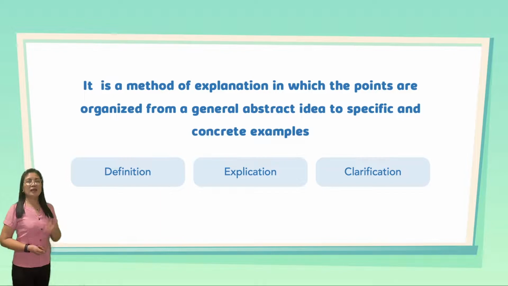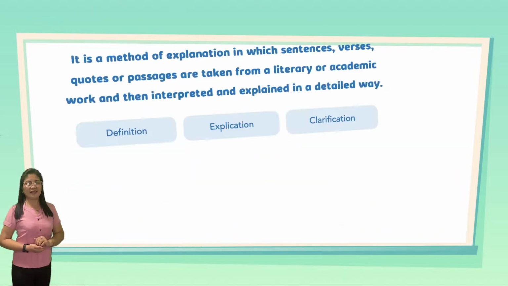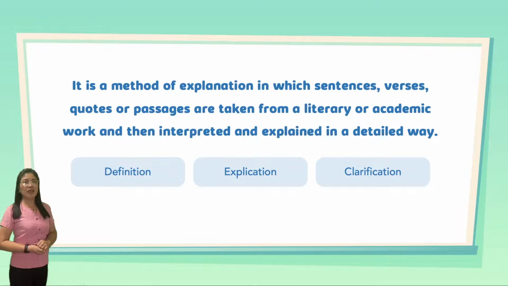Next, it is a method of explanation in which the points are organized from a general abstract idea to a specific and concrete example. Is it definition, explication, or clarification? The answer, clarification. Next, it is a method of explanation in which sentences, verses, quotes, or passages are taken from a literary or academic work and then interpreted and explained in a detailed way.